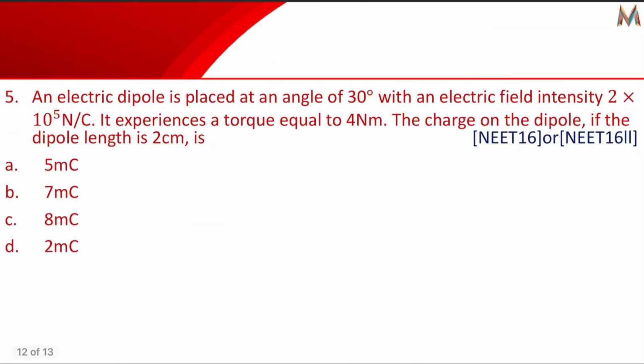Now the last question for today, that question appeared in NEET 16. Actually in NEET 16 there were two exams, NEET first and after that NEET second. In NEET second this question appeared. So let us see what the question is. An electric dipole is placed at an angle of 30 degree with electric field intensity 2 into 10 to the power 5. Okay, electric field intensity is given and electric dipole is also given. So if this is the electric dipole, minus q and plus q, and the electric field is in this direction, this angle is given 30 degree, this is electric field E.